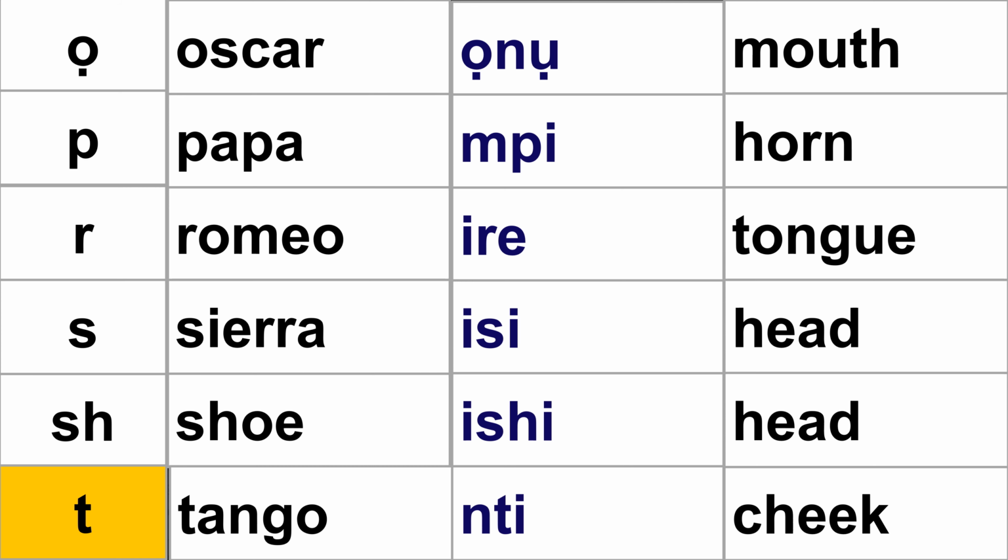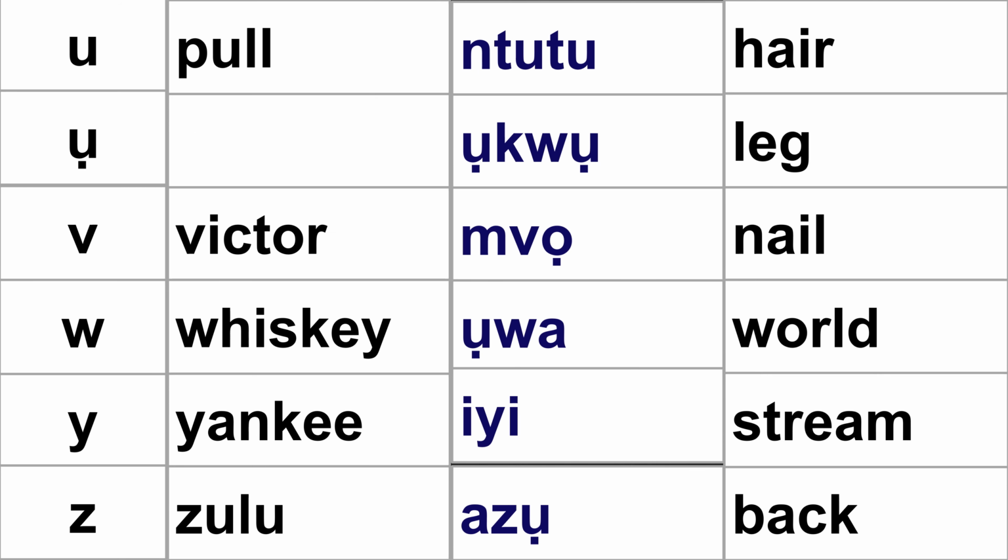T, Tango. Nti. Nti is cheek. U, pull. Ntutu. Ntutu is hair. O has no English equivalent. So in Igbo, oko. Oko is leg.